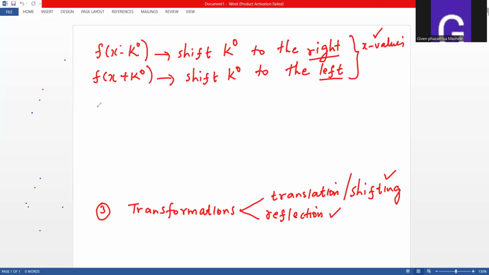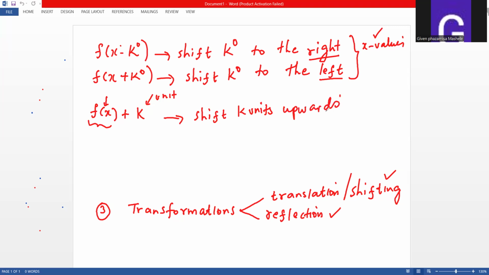But if we have f of x plus k, and k is not a degree, it's just a unit, then k is no longer affecting the x, it's now affecting the y. So the graph is going to shift k units upwards, because now it's not an angle. If the graph is shifting k units upwards, the function will be added by k, not inside the brackets, because inside the brackets it would be an angle.